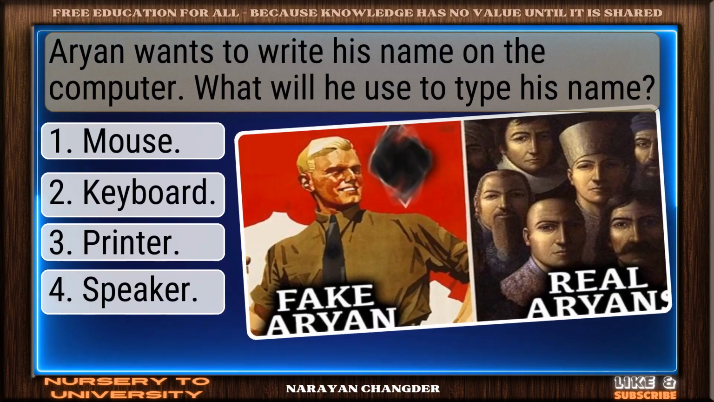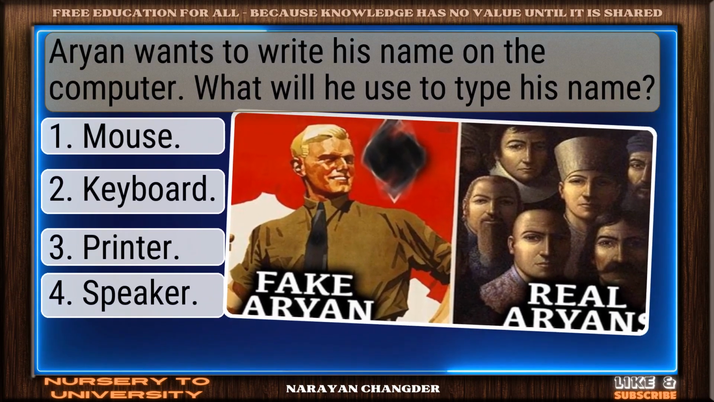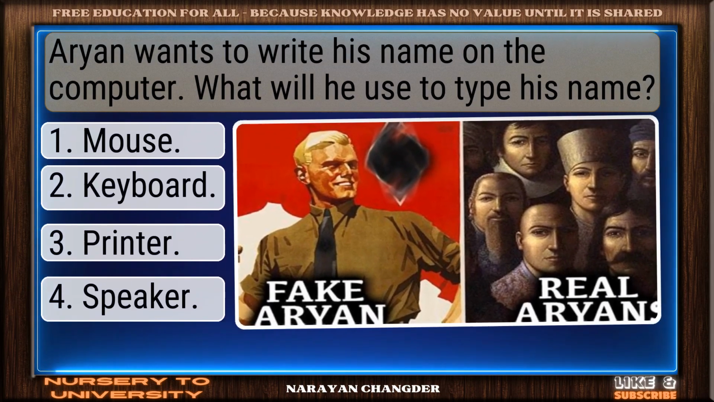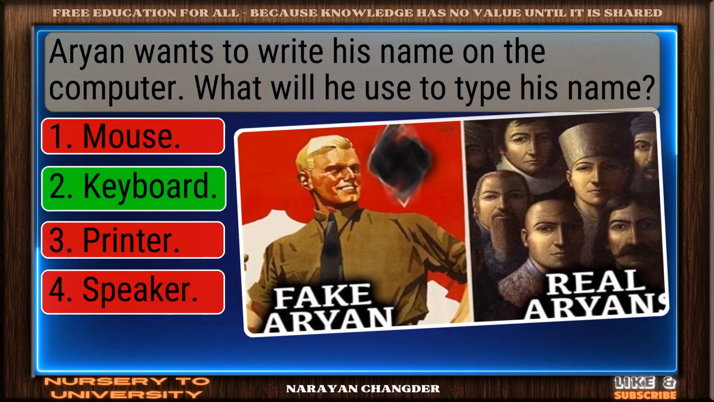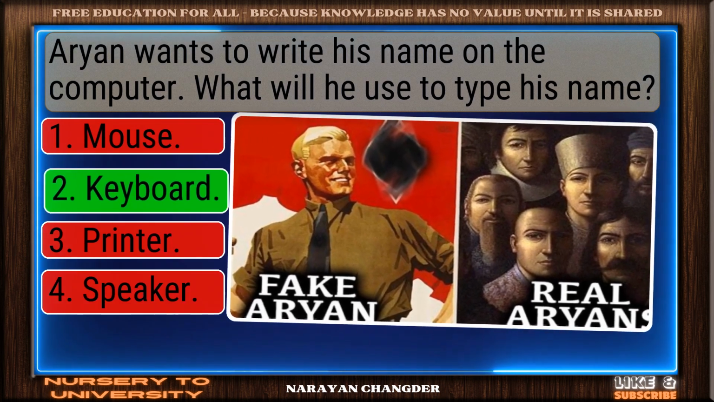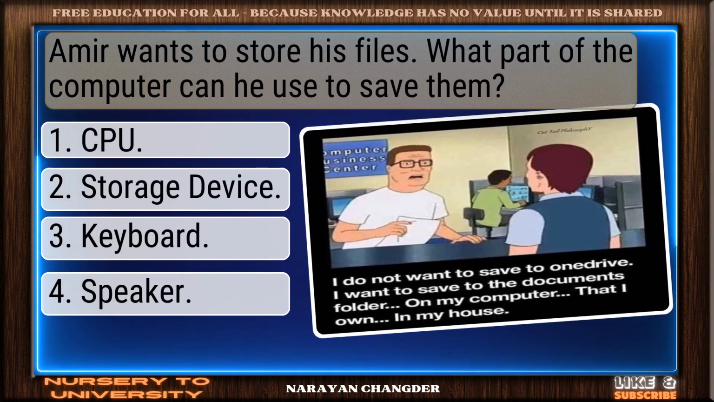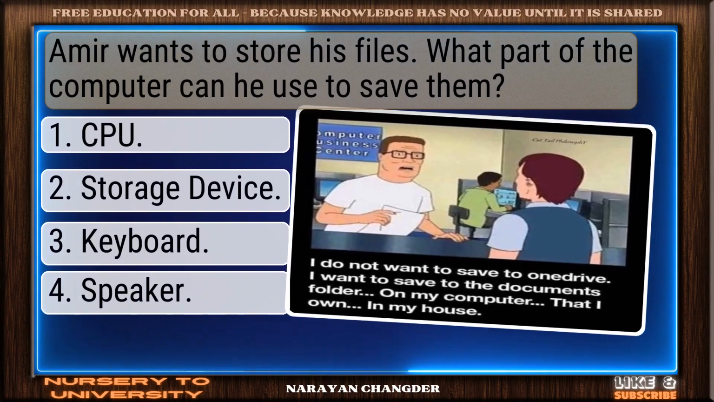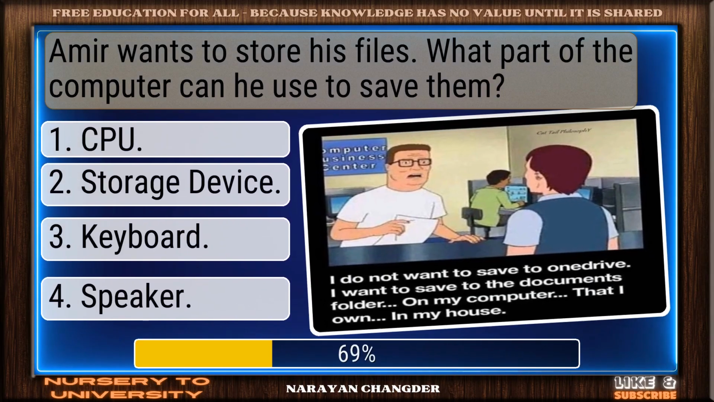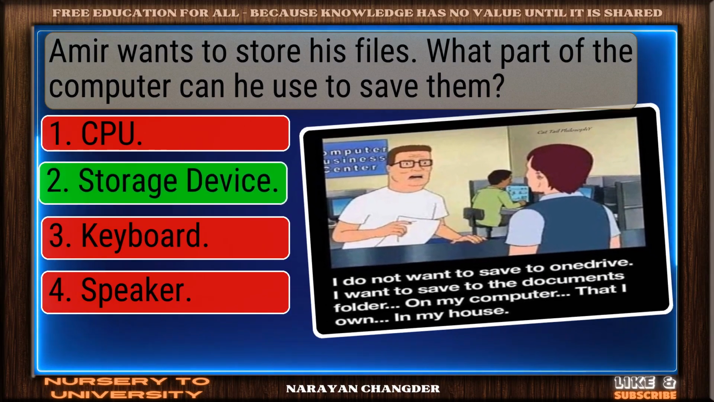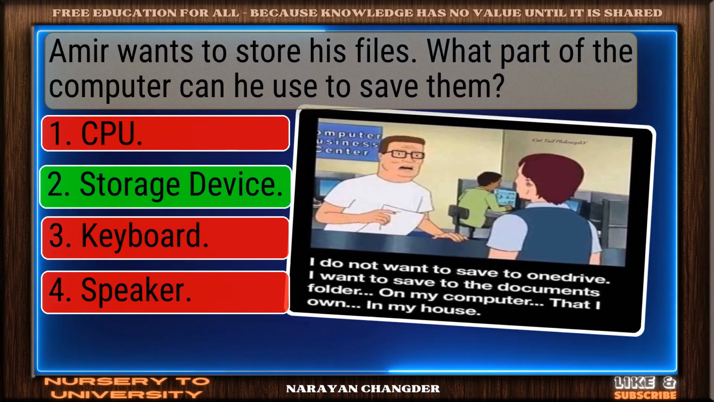Aryan wants to write his name on the computer. What will he use to type his name? Excellent choice. Keyboard is right. Amir wants to store his files. What part of the computer can he use to save them? Smart move. Storage device is accurate answer.